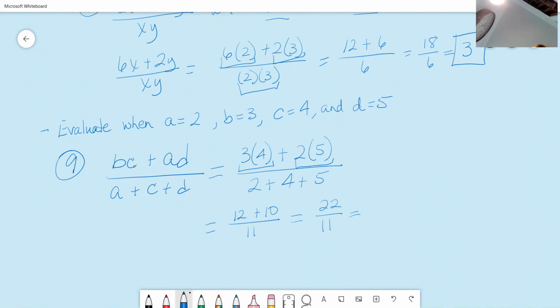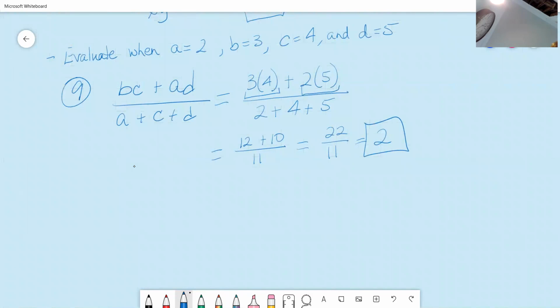So this should look familiar. 11 divided into 22 is 2. 11 will go into 22 2 times. And then number 10, I have D times B minus A times B, all multiplied by A times D.